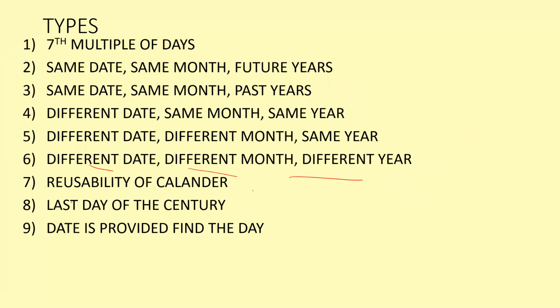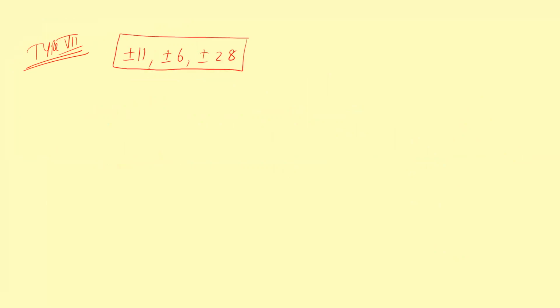Now, 7th type, reusability of calendar. The same calendar, whether we can reuse it or not. Type number 7. Okay. So reusability of calendar, we must be thorough with these numbers: plus or minus 11, plus or minus 6, plus or minus 28. These two numbers, the 11 and 6, this is used for ordinary years. And this number is used for leap years. Okay. I'll give you example situations.